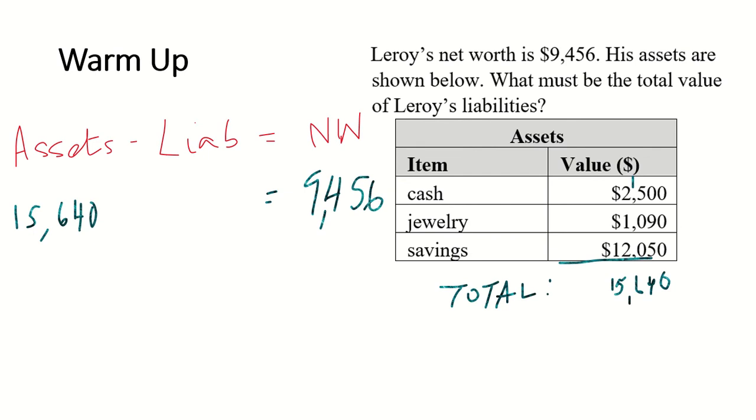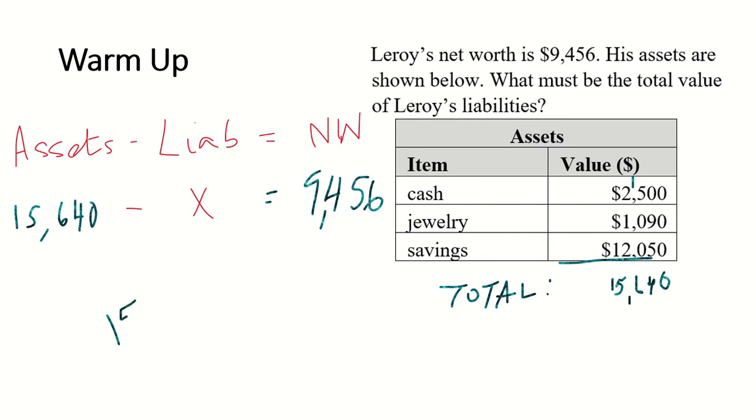So really what we're missing is the liabilities right here. So 15,640 minus something, the liabilities, is going to equal 9,456. Hey, this should look familiar. This should look like solving one-step equations from earlier in the year where we're missing a variable, right? This is like minus x. Liabilities would be x. So how do we work backwards and undo?